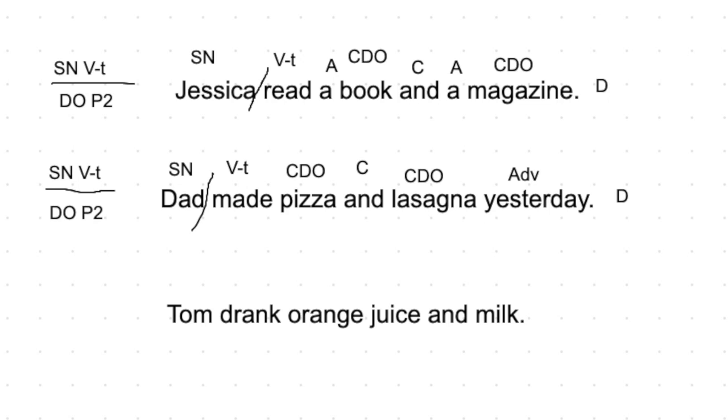Who drank orange juice and milk? Who is the sentence about? Tom. Subject noun. What is this saying about Tom? What did he do? He drank. It's a verb. Could be a verb transitive. Tom drank what? Orange juice and milk.